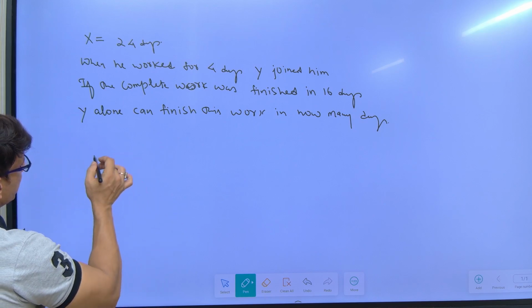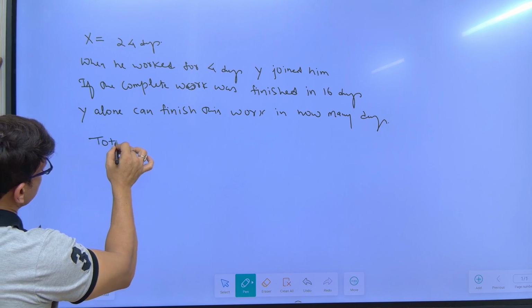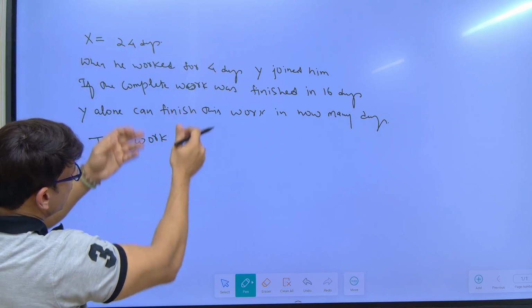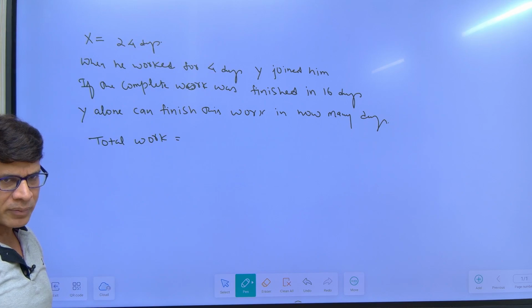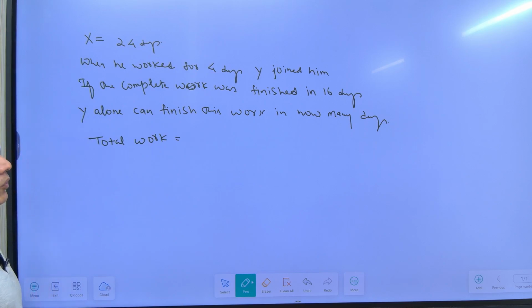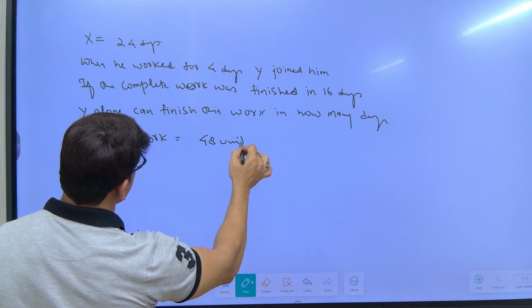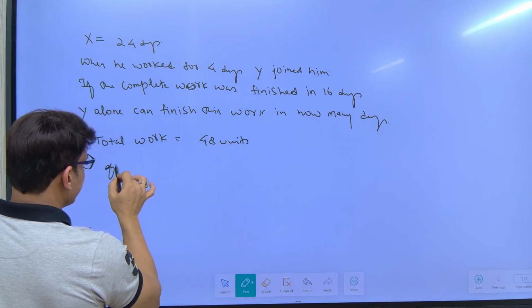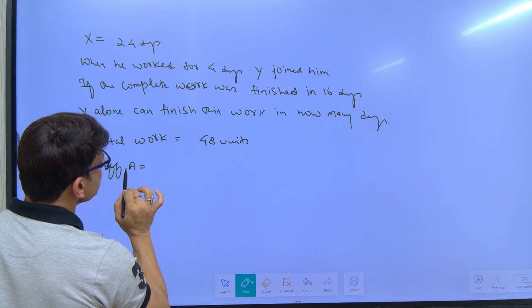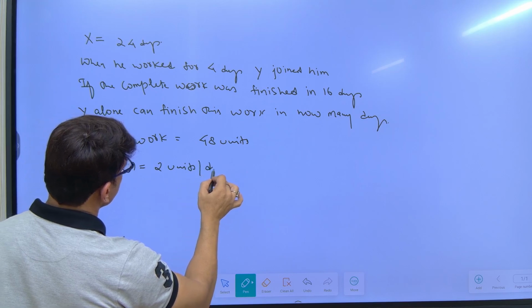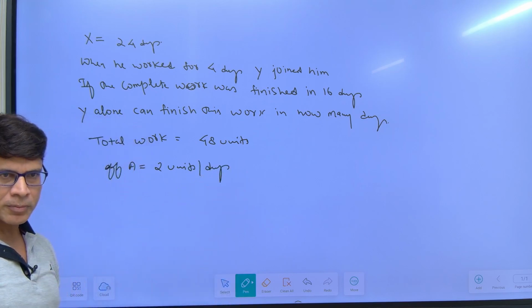Okay, let me explain this question. First of all, you always consider total work as what? LCM of given number of days. Whatever number of days you see here, you take their LCM. What is LCM of 24, 4 and 16? 48. So let's say total work is 48 units, right? So from here, we'll get the efficiency of X. How much is the efficiency of X? 2 units per day. Any doubt?